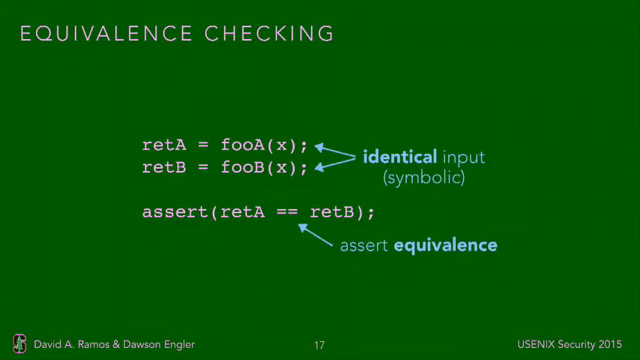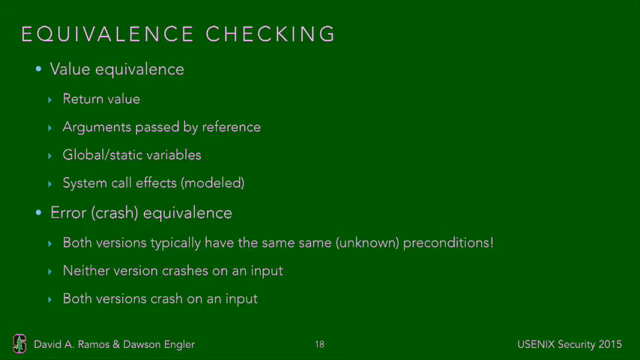So equivalence checking essentially works by calling 2 versions of a function and asserting that their outputs are equivalent. In reality, there are 2 aspects to equivalence as we define it in this paper. The first is value equivalence, where their outputs in terms of return values or any arguments that are modified or globals, as well as any system call effects, are all equivalent between 2 versions of this function. The other is error or crash equivalence.